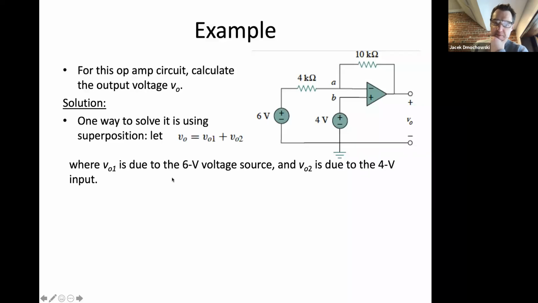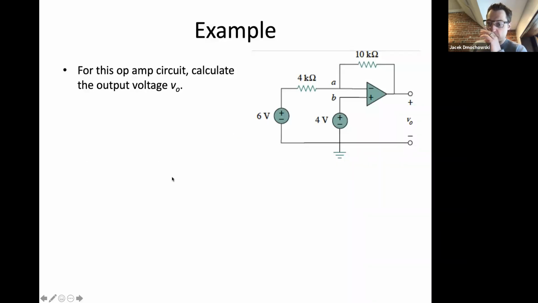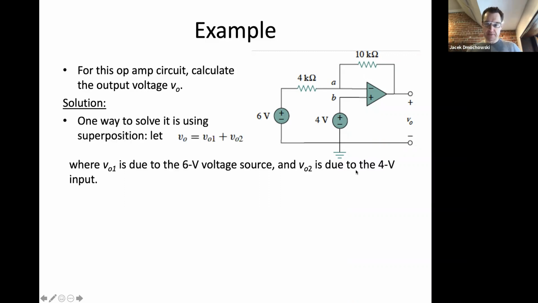I'm going to start us off because there's a couple of different ways to do it. We're actually going to do it in 2 ways. The first way is with superposition. One way to approach op-amp circuits is the following. Notice we have 2 sources here, the 6-volt and the 4-volt. We can solve this circuit one source at a time, and then add up the solutions at the end. So let's do that first.